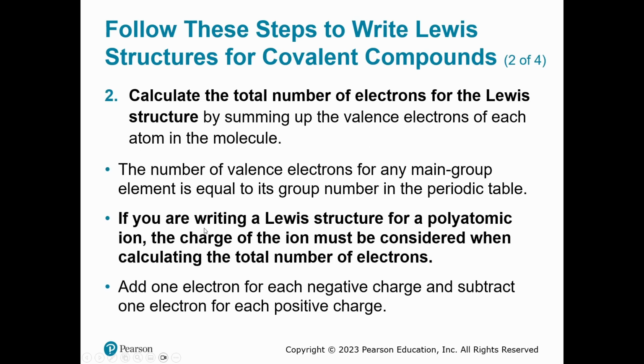You want to calculate the total number of electrons. You get this from the group number. We're only concerned with valence electrons, not total electrons. So if I had O2, molecular oxygen, I would take 6 electrons from the first oxygen, 6 electrons from the second oxygen, because they only have 6 valence electrons, and I would have a total of 12 electrons in the molecular Lewis structure.